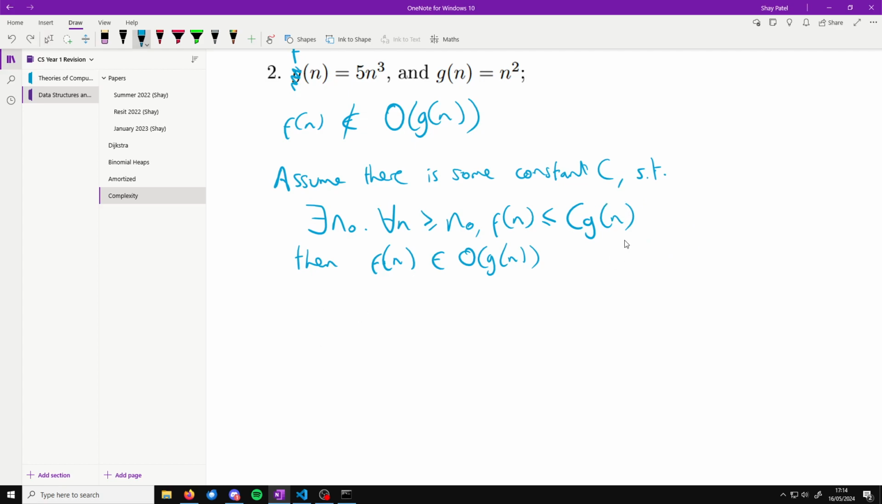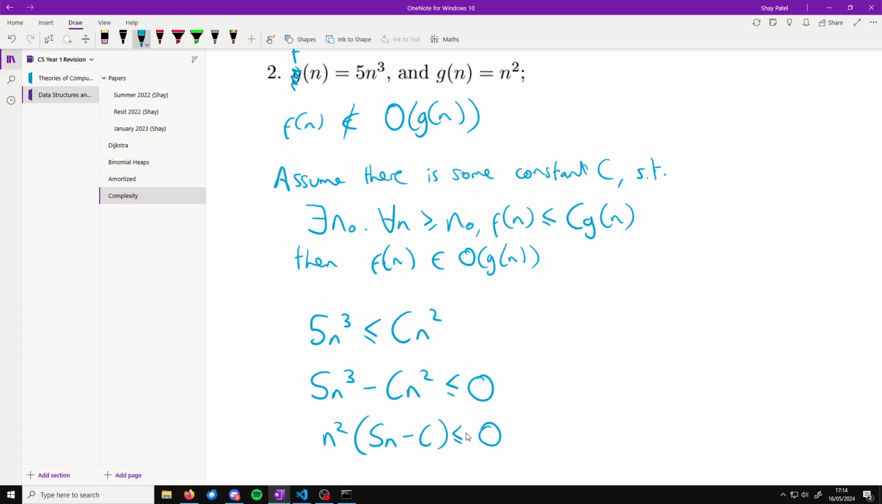So f of n is less than or equal to c of g of n. So we're saying 5n cubed is less than or equal to c times n squared. This is our inequality. And we just want to rearrange this to show that c is dependent on the value of n. So similar to the other one, if we take away cn squared from both sides, we get this. We can factorize n squared out here, so n squared, and then we have 5n take away c is less than or equal to 0.